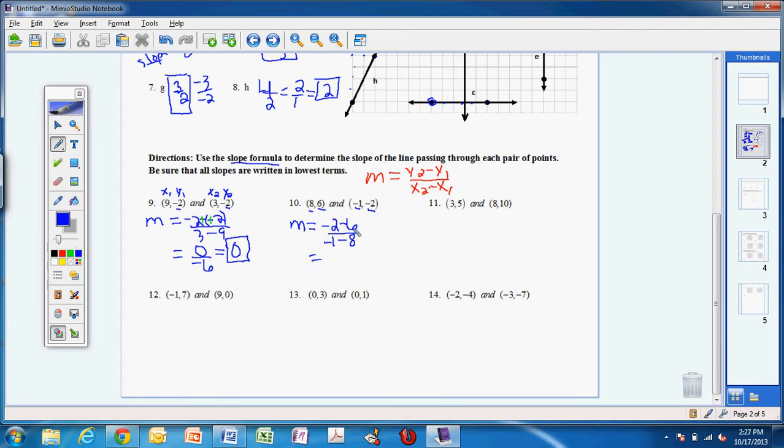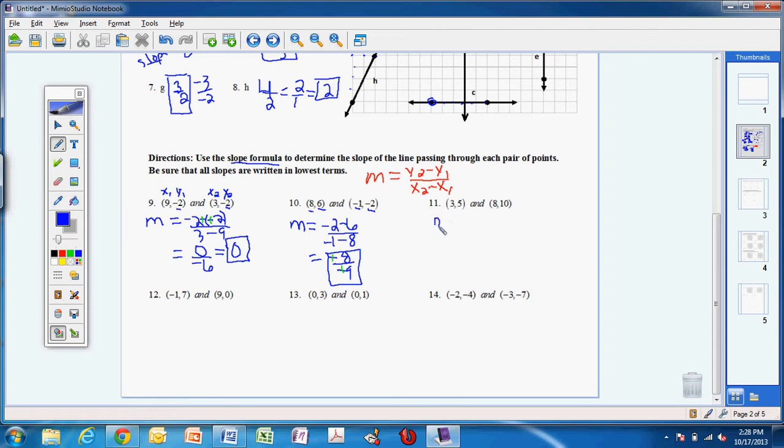So negative 2 minus 6, that's going to be negative 8. And negative 1 minus 8, that's going to be negative 9. So in this case, they are in lowest terms, but I never want to write a negative over a negative. So really what this is saying is that my negatives are going to cancel out. I'm left with positive 8 over positive 9. So completely simplified, it is 8/9 for the slope.